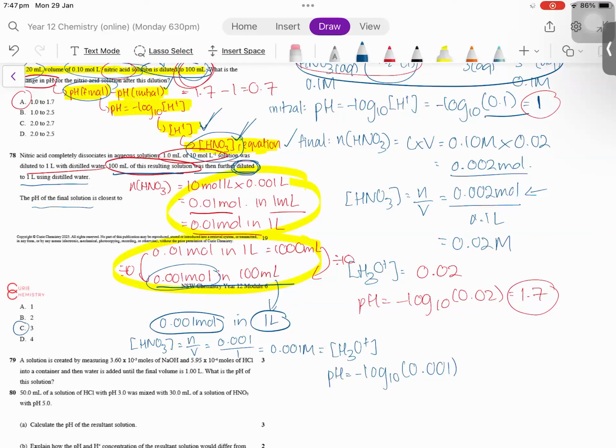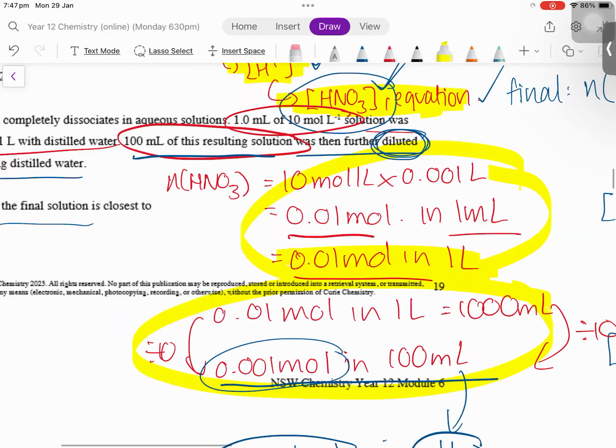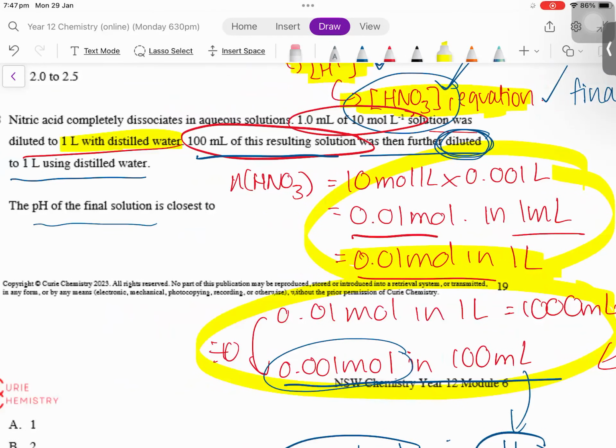Just wondering why the 0.01 moles changed after taking 1 liter. How come taking smaller samples changes moles? So when you're at this point, the 0.01 moles in 1 liter, that was the end of the first sentence. At the start of your next sentence, they tell you that of this resulting solution, they only took 100 mils. When you go from a small volume to a big volume, you only have to add water, which means it doesn't change what's already in there.